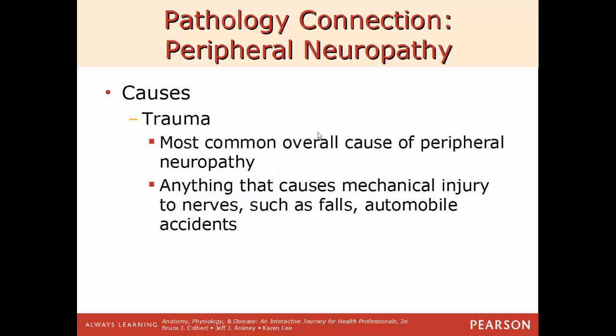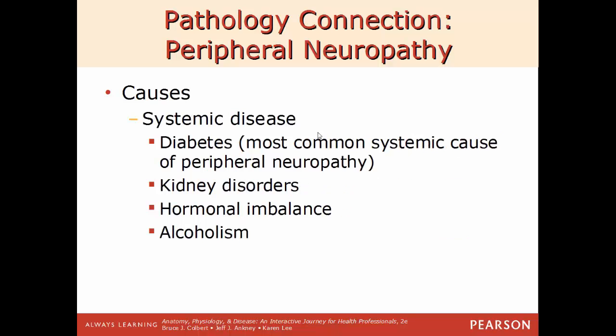Some causes of peripheral neuropathy could be due to trauma. This is the most common overall cause of peripheral neuropathy. Anything that can cause a mechanical injury to nerves, such as a fall, or a break, or an automobile accident, can cause damage to the nerves themselves. It can also be caused by systemic diseases, such as diabetes.